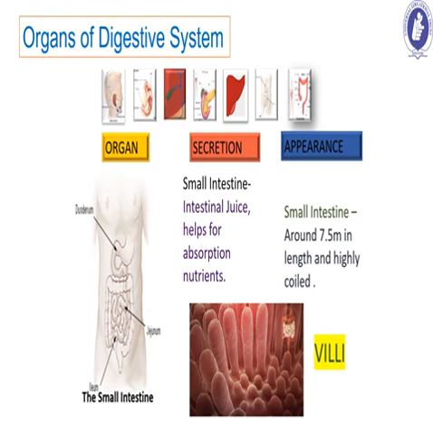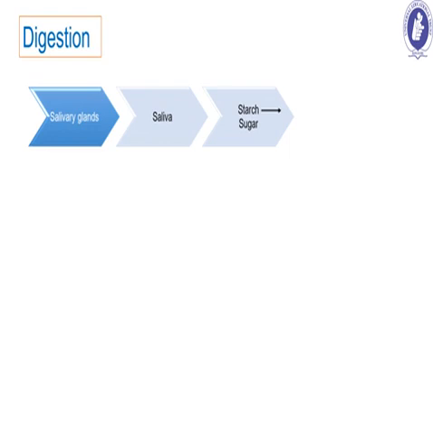Along with that, there are many finger-like projections called villi. These are present in the small intestine. Each villus has a network of fine blood vessels. Nutrients are absorbed into the blood present in these blood vessels. This is how absorption happens in the small intestine.